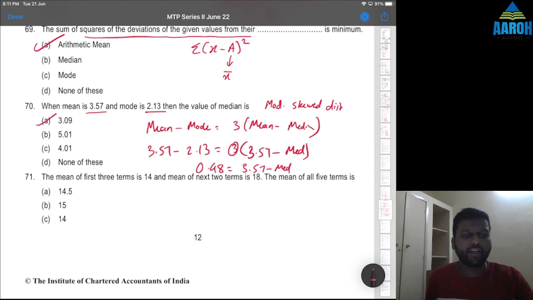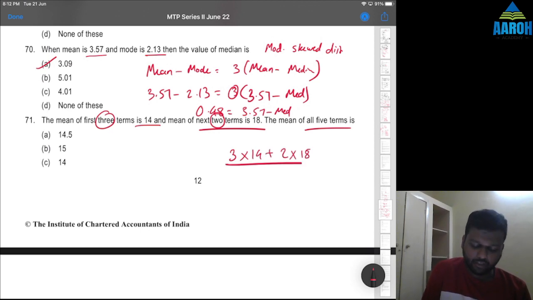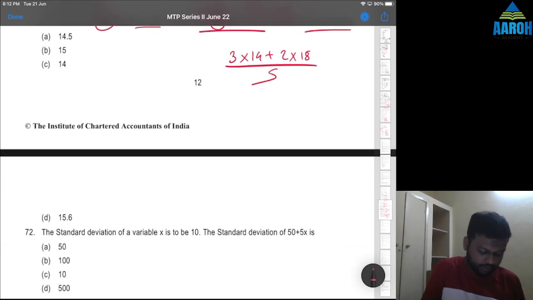Okay. Next, 71. The mean of the first 3 terms is 14 and the mean of the next 2 terms is 18. The mean of all 5 terms is. You can either use the combined mean formula, or you can just take totals and find the combined mean, which is the same thing. The first group has 3 items, the second group has 2 items. The formula of combined mean is N1 into first mean plus N2 into second mean divided by N1 plus N2. So 3 into 14, 42, plus 2 into 18, that is 36, 78 divided by 5. 15.6 is the correct answer for question number 71, which is option B.